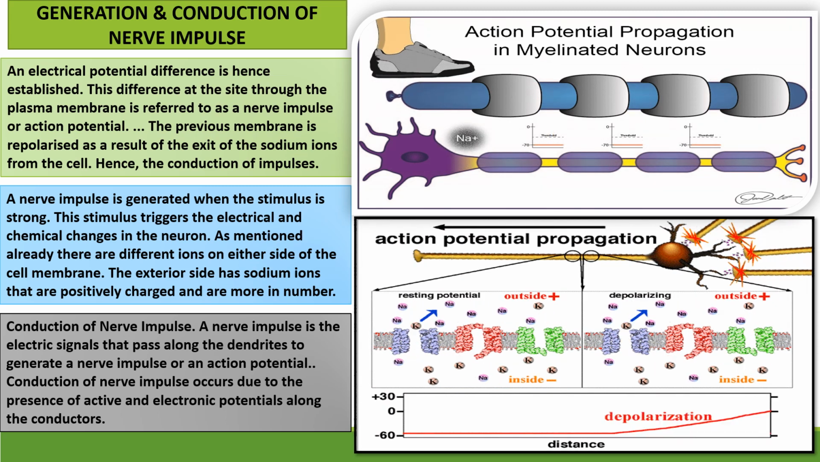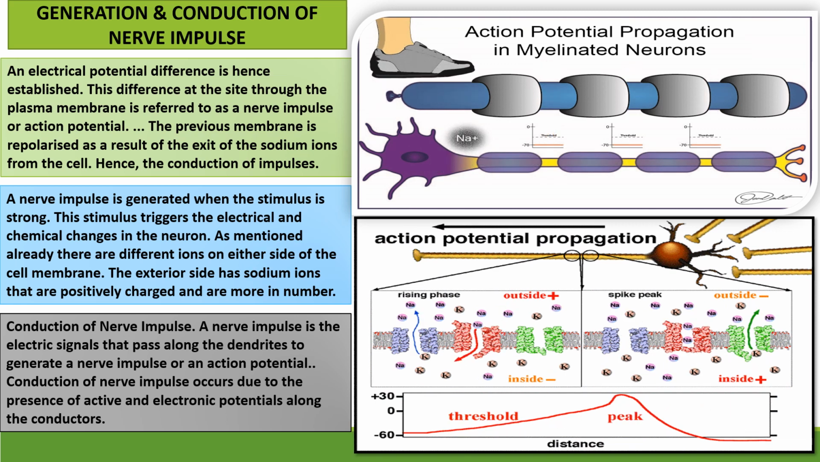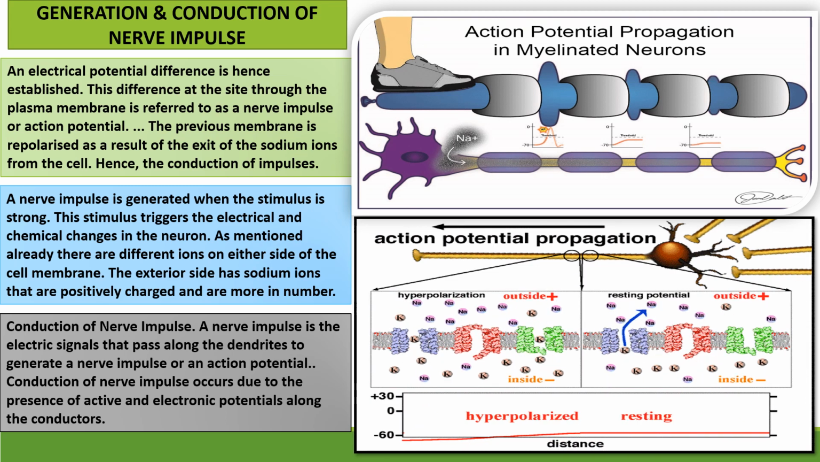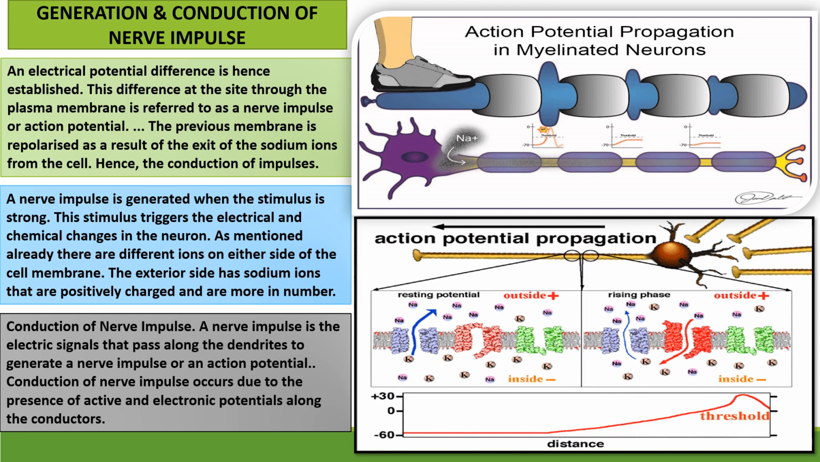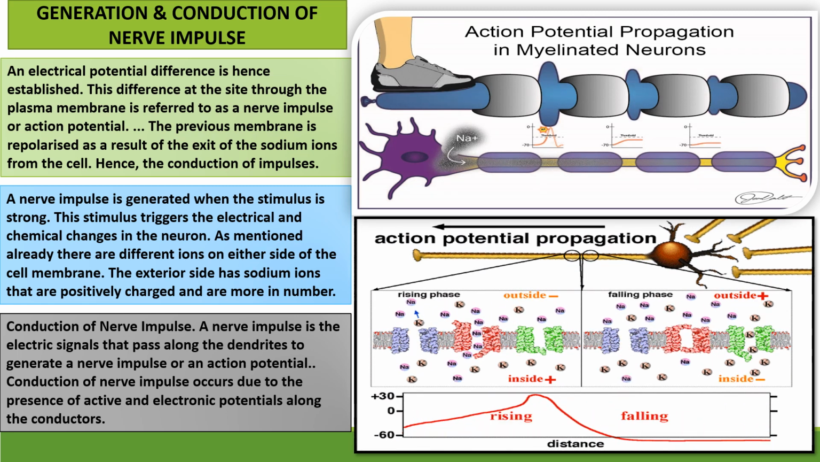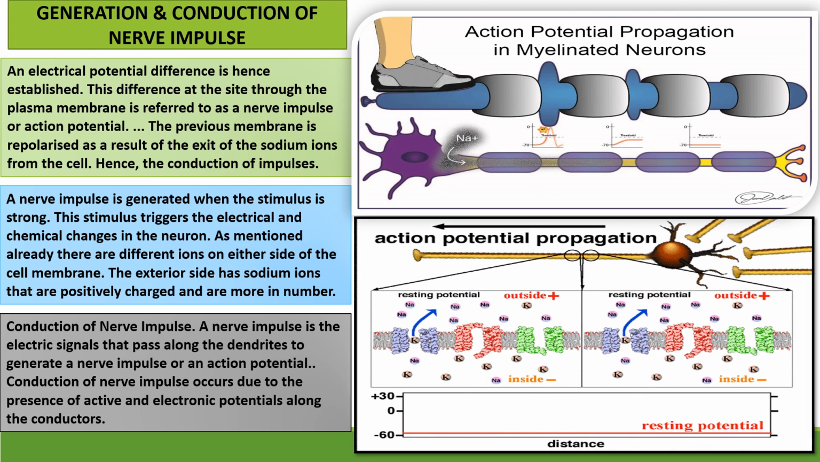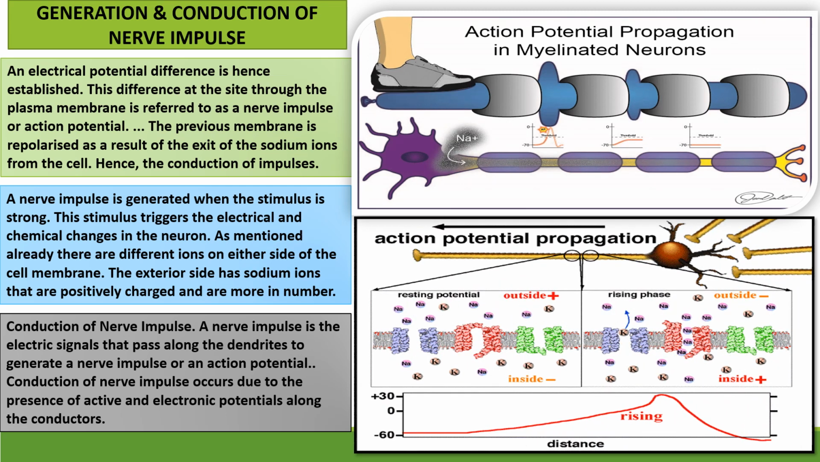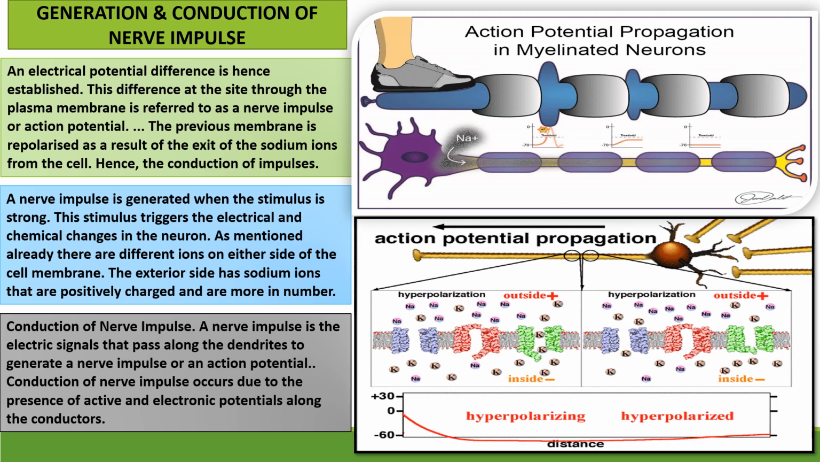Now, what is generation and what is conduction of nerve impulse? Let's start. An electrical potential difference is hence established. This difference at the site through the plasma membrane is referred to as a nerve impulse or action potential. The previous membrane is repolarized as a result of the exit of the sodium ions from the cell. Hence, the conduction of impulses. This is the gist of this process.